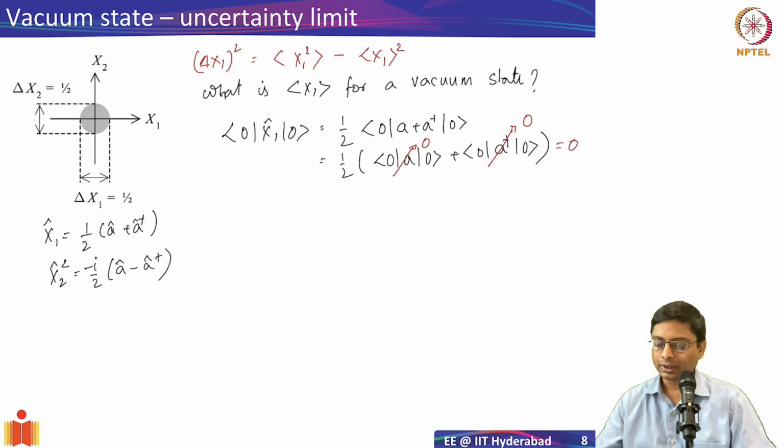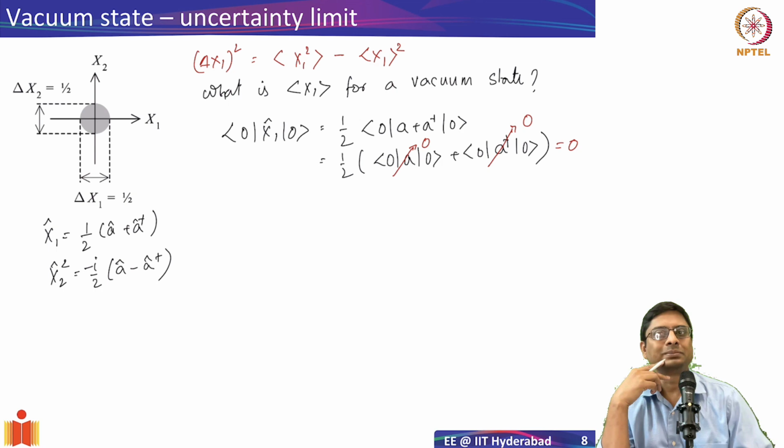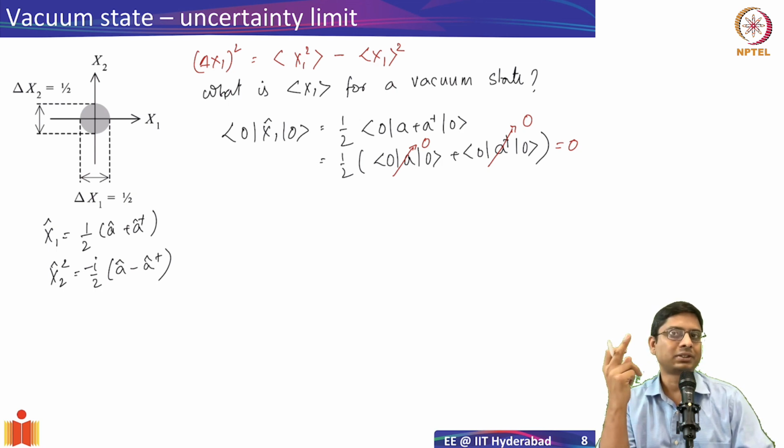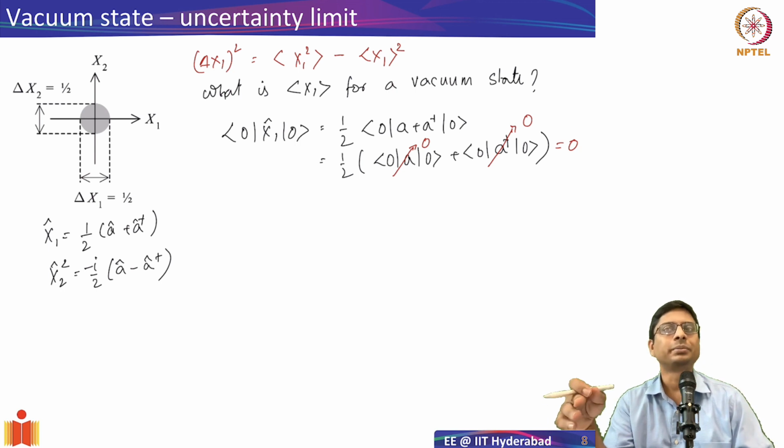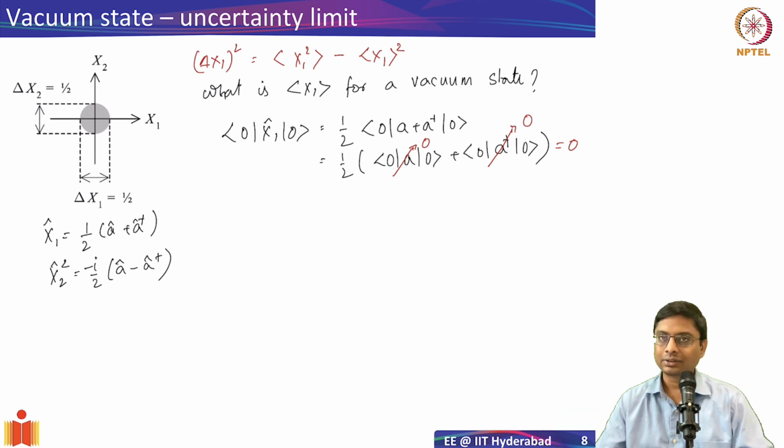What does it mean that the expectation value of x1 is 0? We saw that the quadrature x1 is related to the electric field. So the average electric field in a vacuum state, in state 0, is 0. That's what this means. But do you expect the square of the electric field to be 0 in a vacuum state? No. That's why we will compute x1 square.